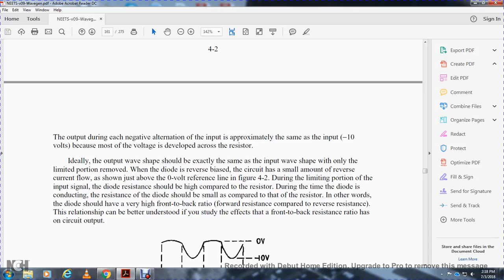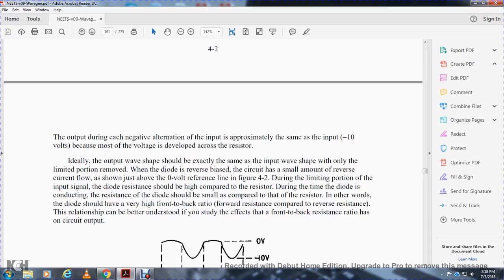The diode is reverse biased, but the circuit may have a small amount of reverse current flow, shown above the 0 volt reference line in figure 4-2, during the limiting portion of the input signal. The diode resistance should be high compared with the resistor. During the time the diode is conducting, the resistance of the diode should be small compared to that of the resistor. In other words, the diode should have a very good front-to-back ratio, forward resistance compared with reverse resistance.